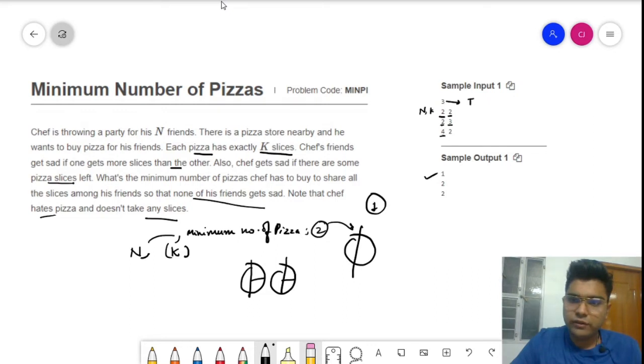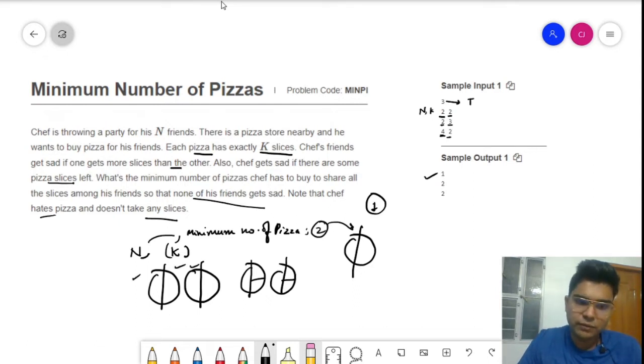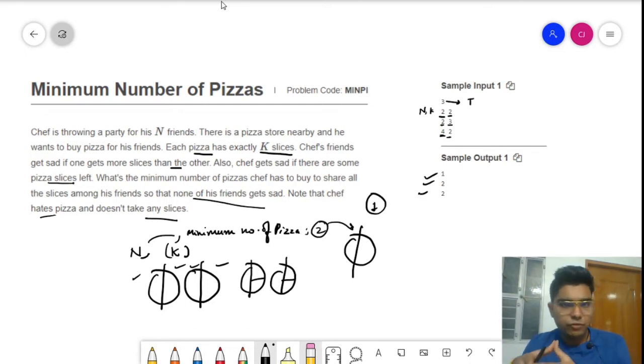so each friend can take 3 slices. Now if the friends are 4 and each pizza has 2 slices, then each pizza has 2 slices and we have 4 friends, so we can give each friend one slice, and that's how we got our answers. But the point is, how do we arrive at that answer? So let's simplify the problem statement.